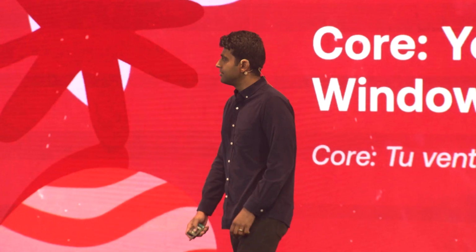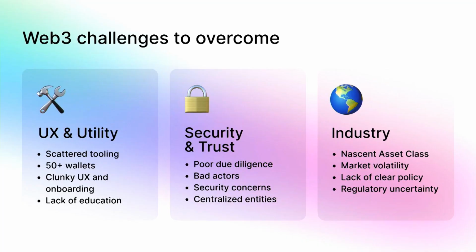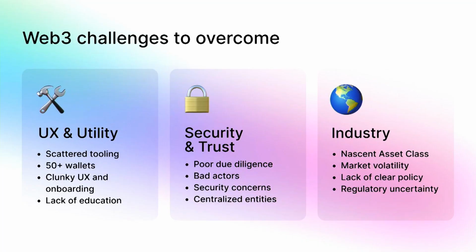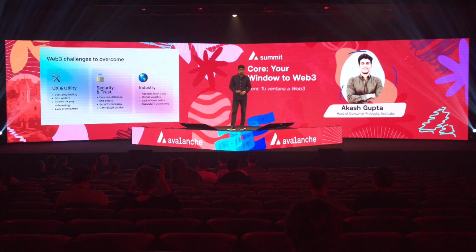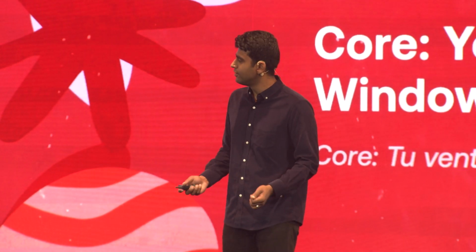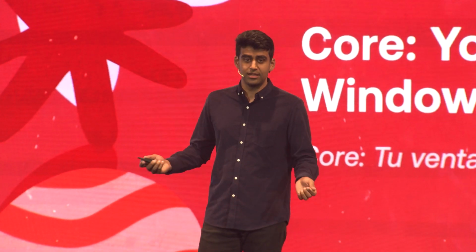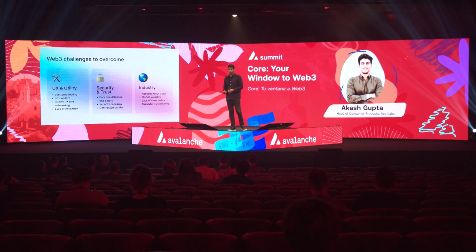Let's chat a little bit about the challenges that we actually need to overcome in the industry. I break these challenges into 3 main areas. The first one is UX and utility. I talked a little bit about scattered tooling. There are 50+ wallets out there. Those wallets are often clunky, and they don't actually solve for what users have been craving. Again, onboarding is super clunky, and let's say that there's a lack of education. People still are worried about what to do when they get on chain, or what you use the chain for. Like, what's the use case? I often hear that, right?